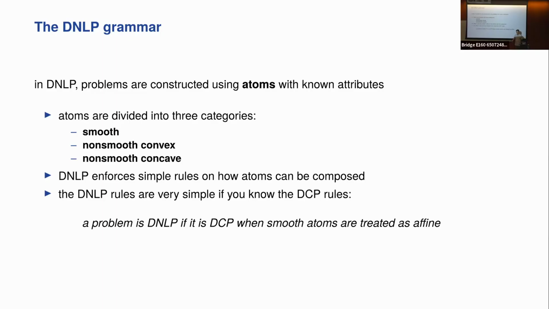So if you take your problem, then you should check. You look at all the smooth atoms and non-smooth atoms. You take the non-smooth atoms as they are, and you pretend that the smooth atoms are affine, then you check the DCP rules. If the DCP rules are satisfied, well, then your problem is DNLP. So if you know the DCP rules, you know disciplined nonlinear programming. So it's very, very simple in some sense.